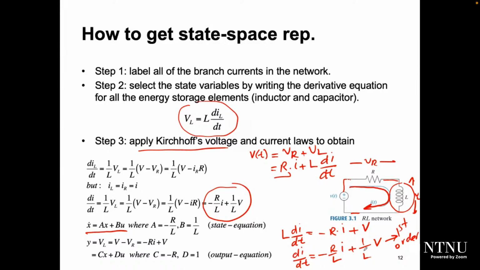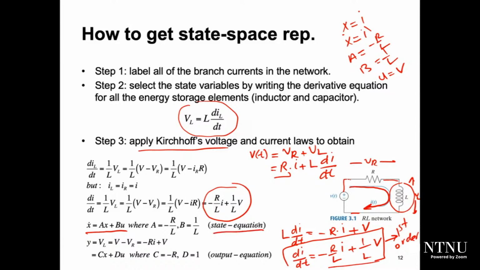So I can say that my states x equal I, right? X dot equals I dot, I dash, for example. The A matrix here will be minus R divided by L. B will be 1 divided by L, right? U, which is the input here, U equals V, because this is my input. So in this case, I will call this equation my state equation. This is my state equation.